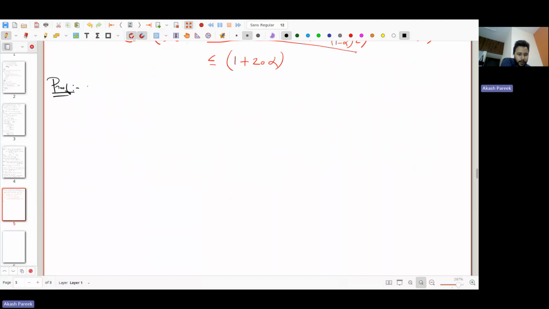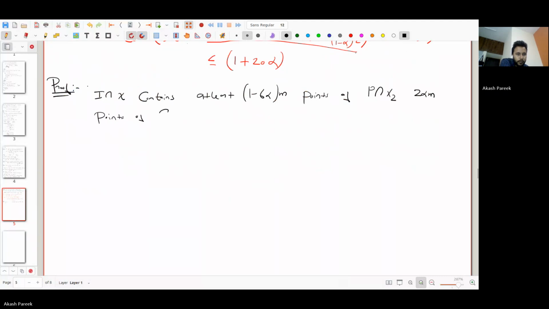As alpha belongs to 10 log n by root n and 1 by 7, then by the third lemma we have that I intersection X contains at least (1 minus 6 alpha) m points of P intersection X2 and 2 alpha m points of Q in the interval of length 2 sigma by root alpha, where sigma square is what we have defined before, right? So this is what we already know.